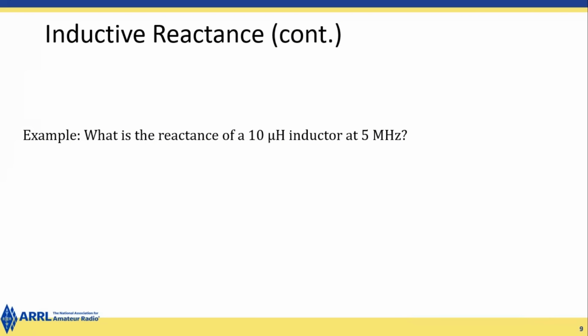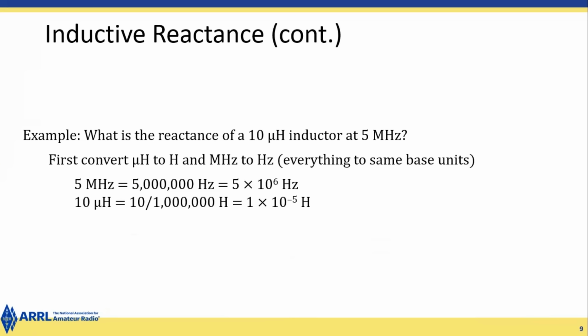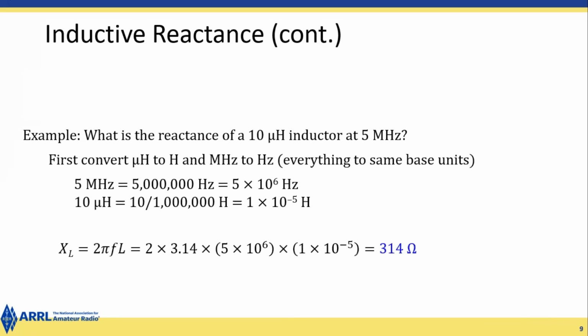What is the reactance of a 10 microhenry inductor at 5 megahertz? First, we convert microhenries to henries and megahertz to hertz. That way, everything has the same base units. So 5 megahertz is 5 times 10 to the 6 hertz. 10 microhenries is 1 times 10 to the minus 5 henries. And from our equation, the inductive reactance is 2 pi times the frequency times L. So in this case, it's 2 times 3.14 times 5 times 10 to the 6 times 1 times 10 to the minus 5, or about 314 ohms. So the reactance of a 10 microhenry inductor at 5 megahertz is 314 ohms.